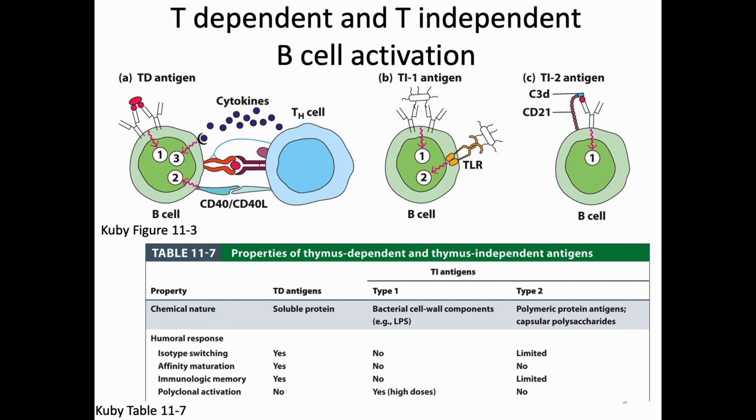T-independent responses absolutely happen. However, they don't have these same awesome qualities of a T-dependent response. So we're not going to get class switch. We're only going to be stuck with IgM. We're not going to get affinity maturation and get that high binding. We're not going to get a good memory response. So these happen, but we're going to largely talk about a T-dependent response that has all of these features.